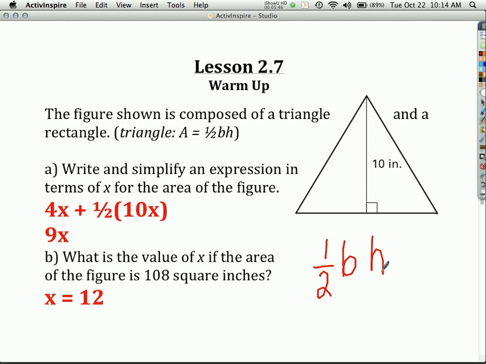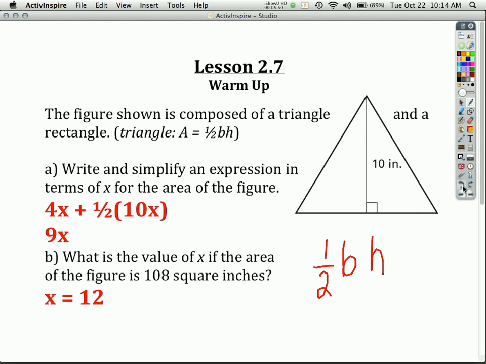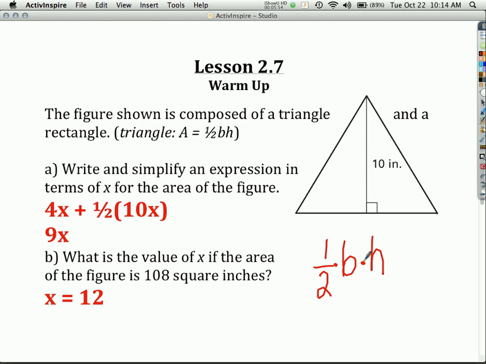Now, because it's all multiplication, we can actually do it in any order that we would like. So if we would like the h to be over here and the half to be over here, or the b to be over here, it doesn't really matter. But we need these pieces of information. So can someone tell us what's the base? What's the base? Two people know what the base is?